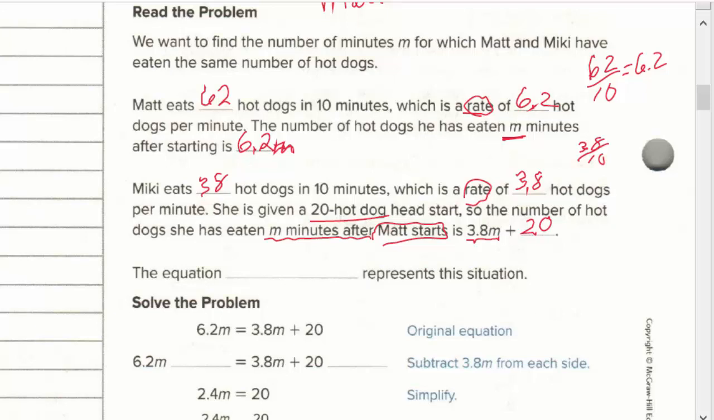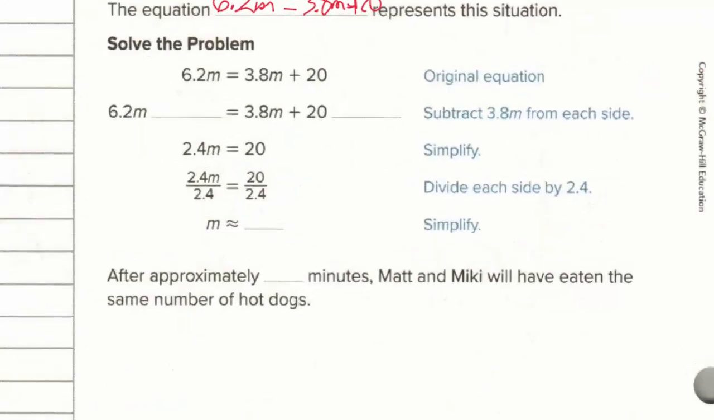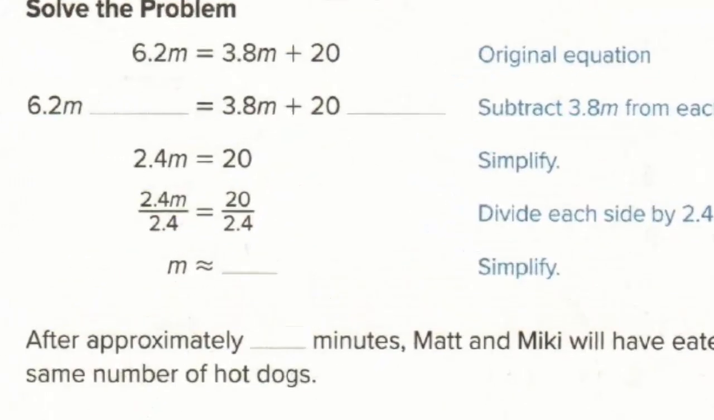Now we want to write the equation. Remember, we had Matt's hot dogs equals the number of hot dogs eaten by Mickey. Matt's was 6.2m, and Mickey's, right here, her number of hot dogs, is 3.8m plus 20. So now all we have to do is solve, and you see they've got the problem written here.